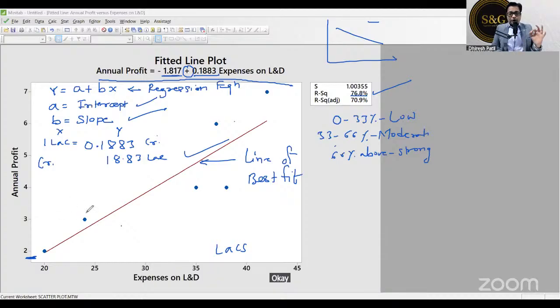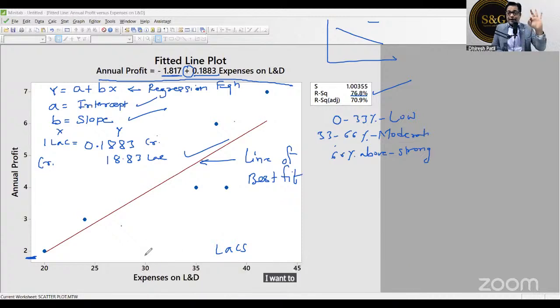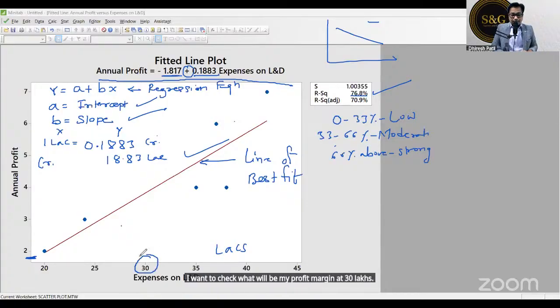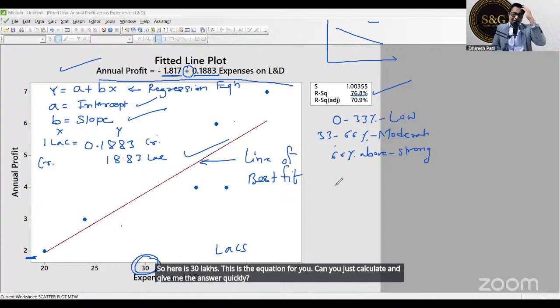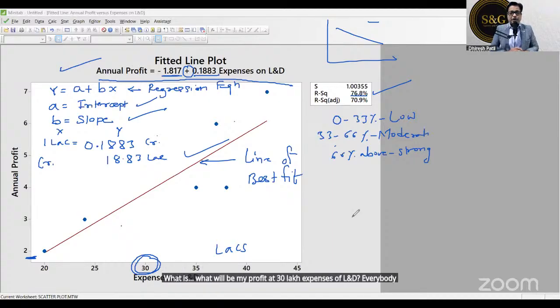Okay, let's put this regression equation, or prediction equation, into play. Now I want to check what my profit margin will be at 30 lakhs. So here is 30 lakhs. This is the equation for you. Can you just calculate and give me the answer quickly? What will be my profit at 30 lakh expenses of L&D? Everybody calculate this and give me the answer in the chat quickly. I have given you the equation.